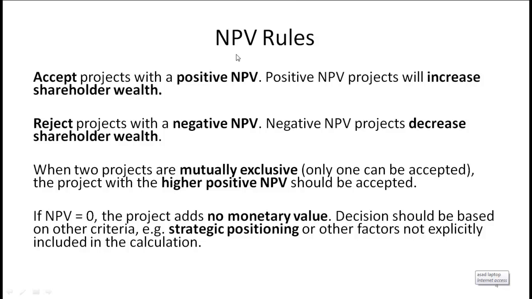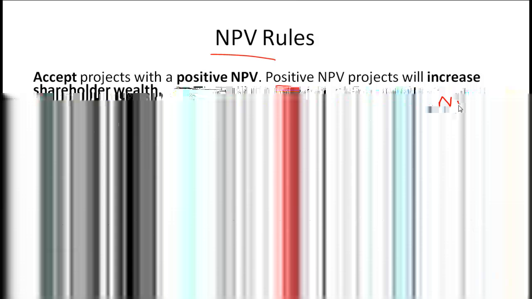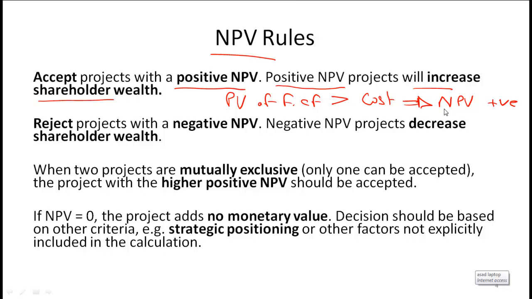Okay, so what's the interpretation of NPV and what are the important NPV rules? The most important rule is that you accept projects with a positive NPV. Positive NPV projects will increase shareholder wealth. Effectively, what this means is that the present value of your future cash flows is greater than your initial cost given the discount rate, and this will mean that your NPV is positive. When NPV is positive, you accept a project.